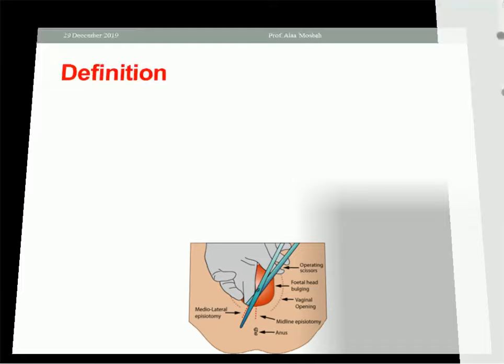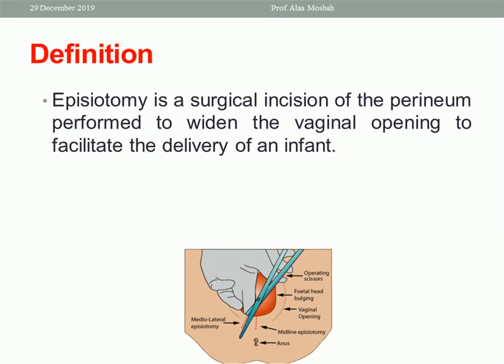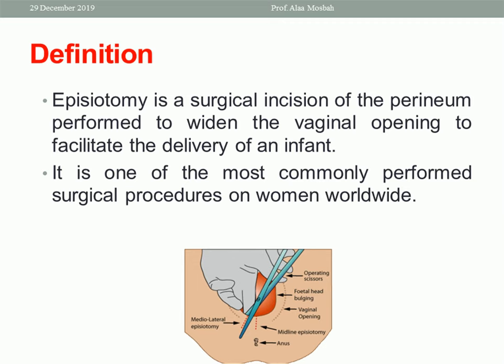Episiotomy is a surgical incision of the perineum performed to widen the vaginal opening to facilitate the delivery of an infant. Of course, it is a very common procedure used for women worldwide during delivery.